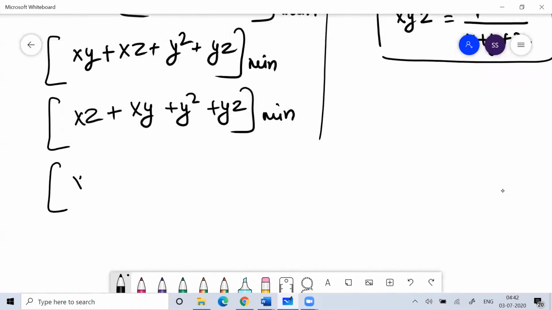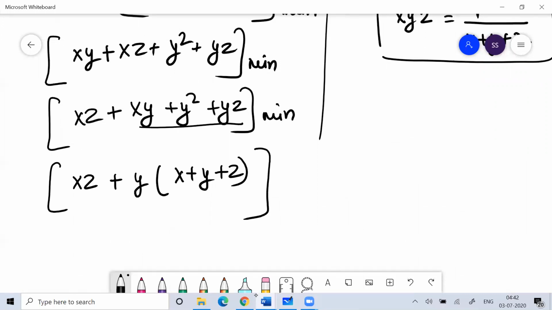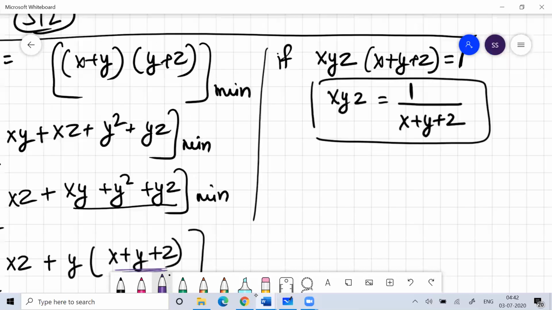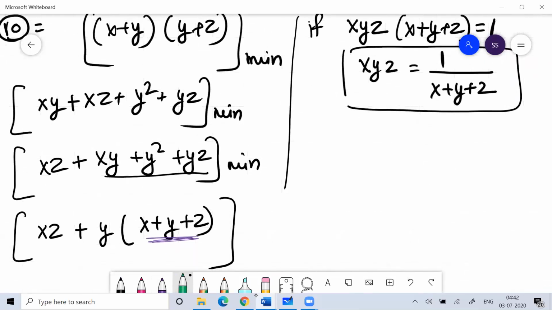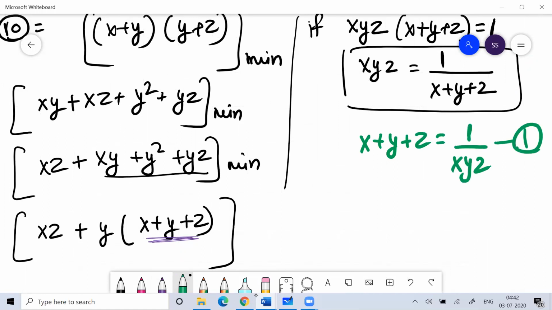So if I take xz here, and here I can take y common, I get x plus y plus z. If I take y common, I get xz plus y, and then x plus y plus z. And you know from here that x plus y plus z is nothing but 1 by xyz. You know this?